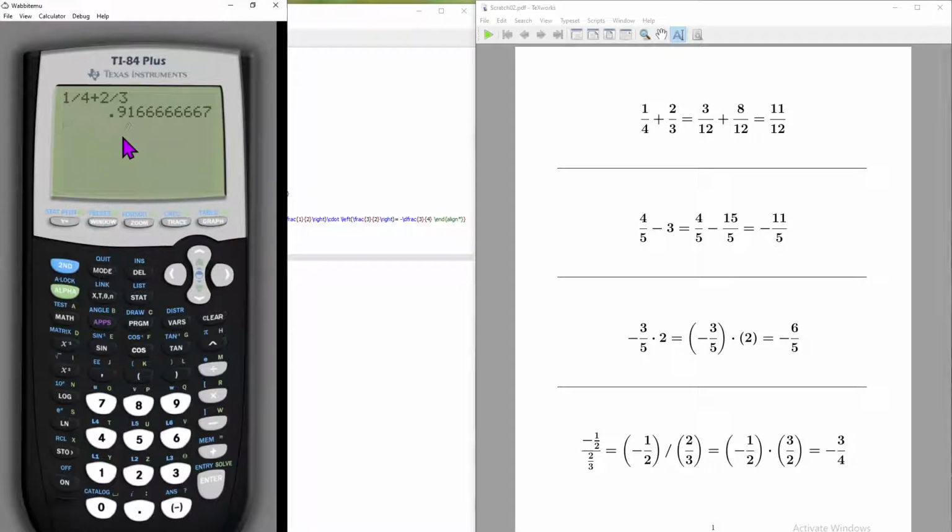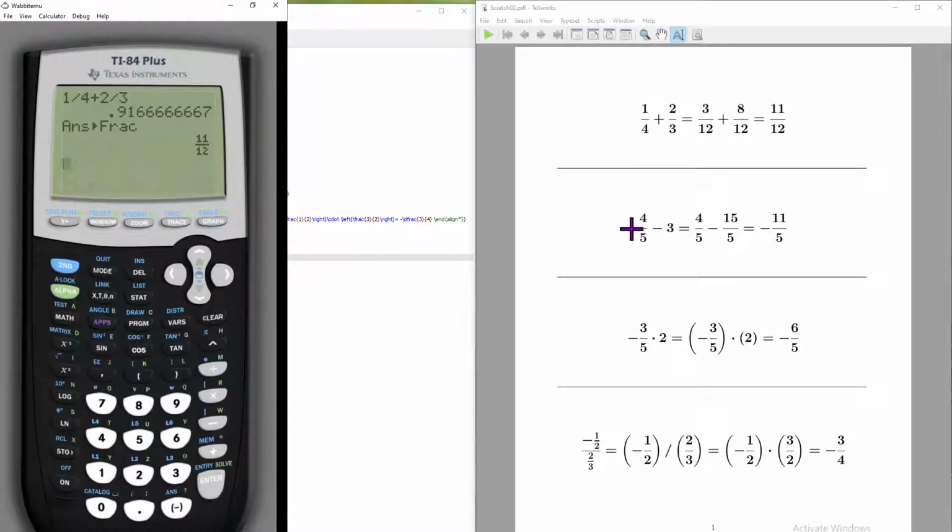Now I will convert it back into fraction form. I press math and then choose the arrow fraction to convert it to a fraction. It converts the answer to a fraction, and then I press enter to do the operation, and it gives me the answer as 11/12, which is what the correct answer should be. Okay, so that's basically how you do it.